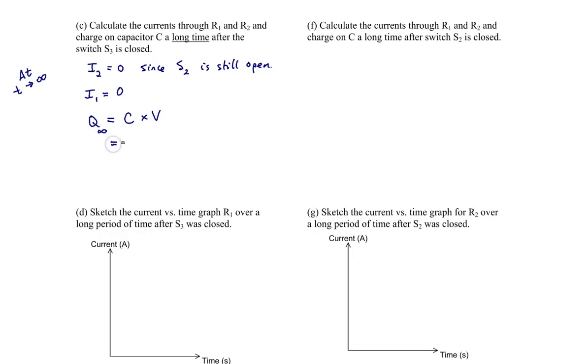So now let's substitute those values in. We have 25 microfarads times 30 volts, which gives you a charge on the capacitor of 750 microcoulombs, both positive 750 microcoulombs on the upper plate and negative on the lower plate. Let me show that up above.